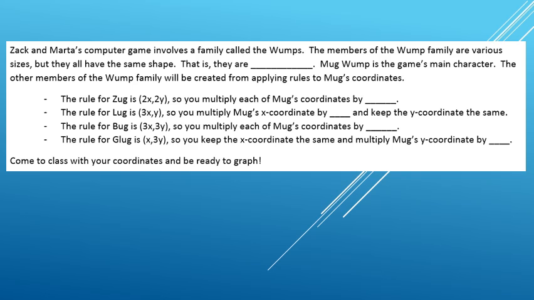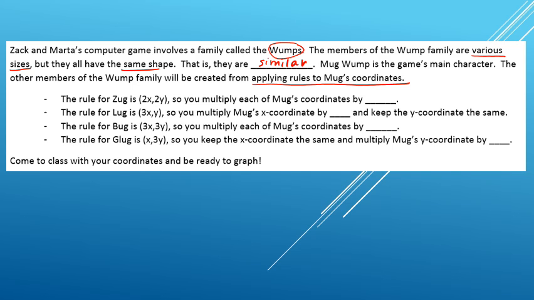Zach and Marta's computer game involves a family called the Wumps. The members of the Wump family are various sizes, but they all have the same shape. That is, they are similar. Mugwump is the game's main character. The other members of the Wump family will be created from applying rules to Mug's coordinates.